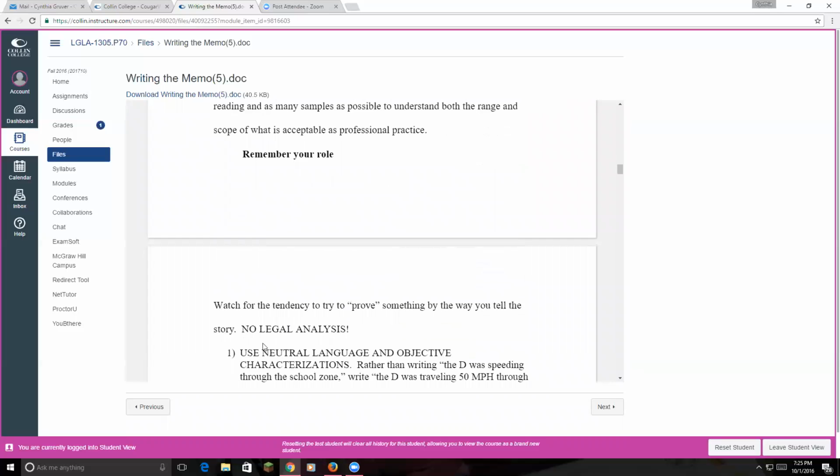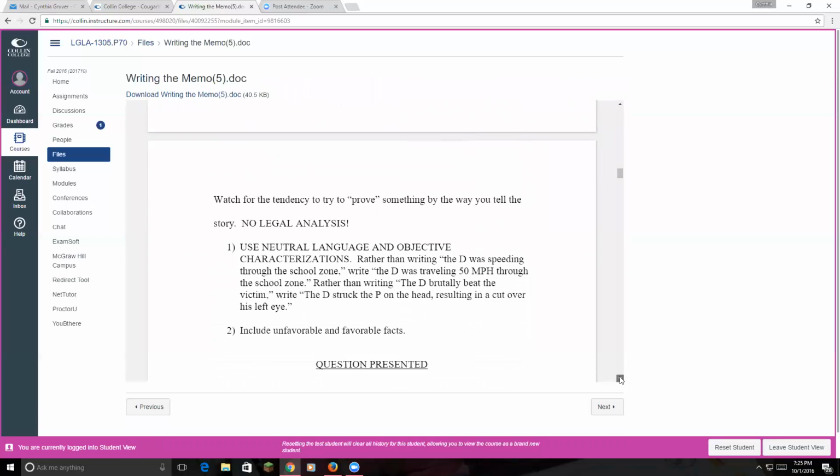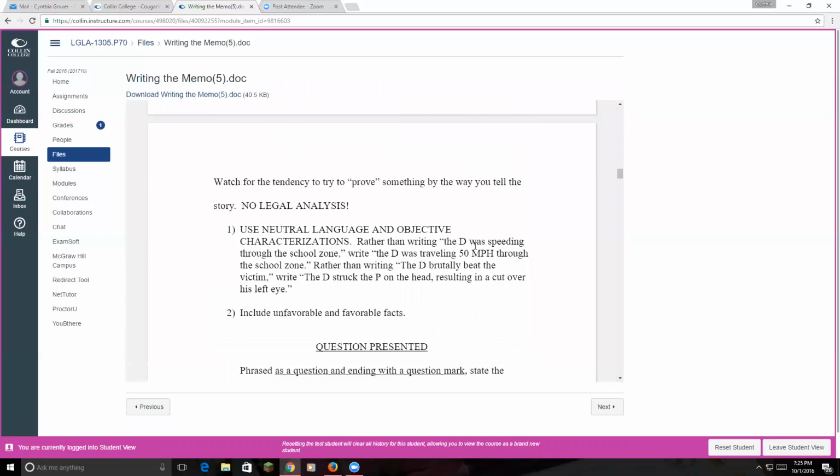Again, you're not putting any legal analysis in your facts section. You will have that in your discussion section. So you're going to use neutral language. You're not going to characterize it. So instead of saying the defendant was speeding through the school zone, you're going to say the defendant was driving 50 miles an hour through the school zone.